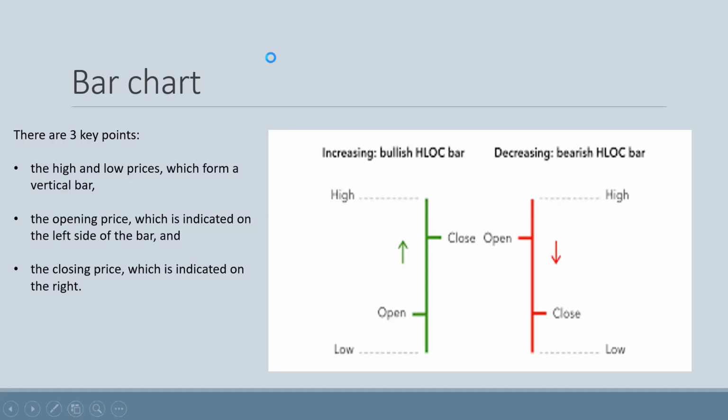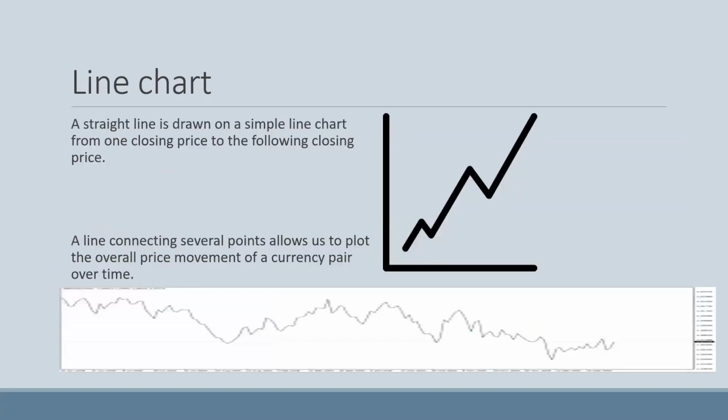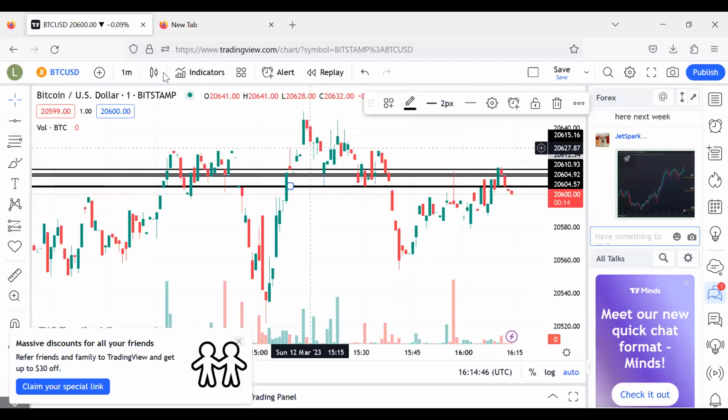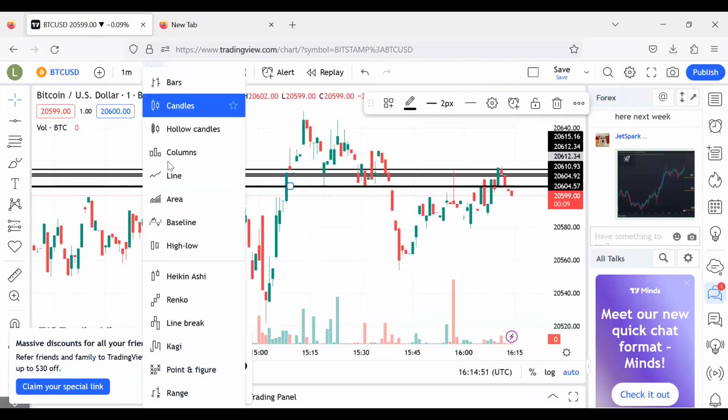Yeah. Okay. So now the next one is the line chart. Now the line chart is just a straight line that is drawn on a simple line chart from one closing price to another closing price. Now, the line chart from what you're seeing here is just a line that is showing you from one closing price to another closing price. Let me show you this. If you change this to, I'm sorry, a line chart.